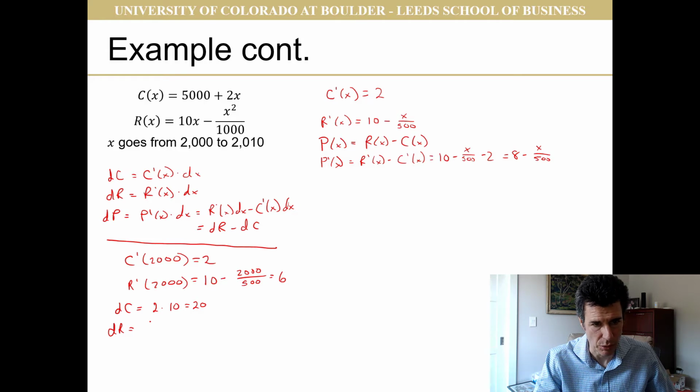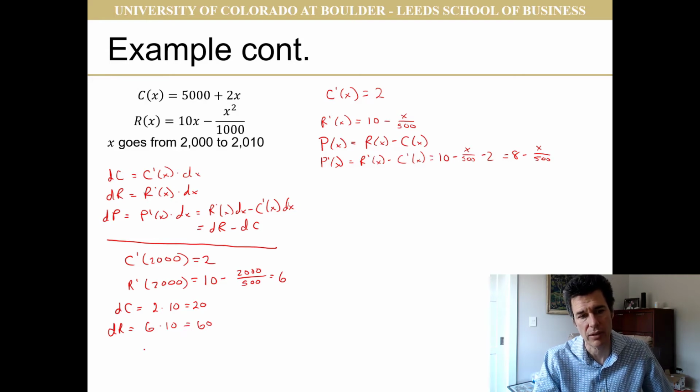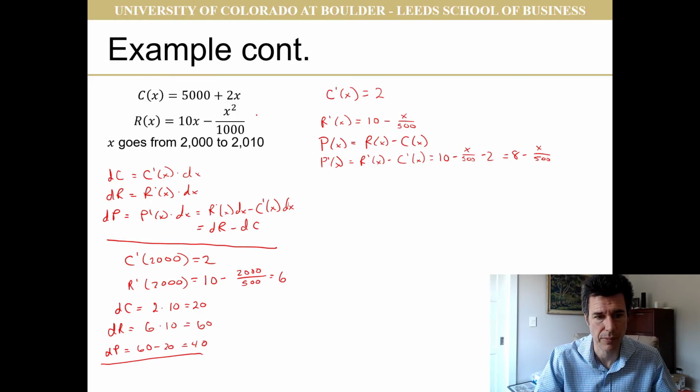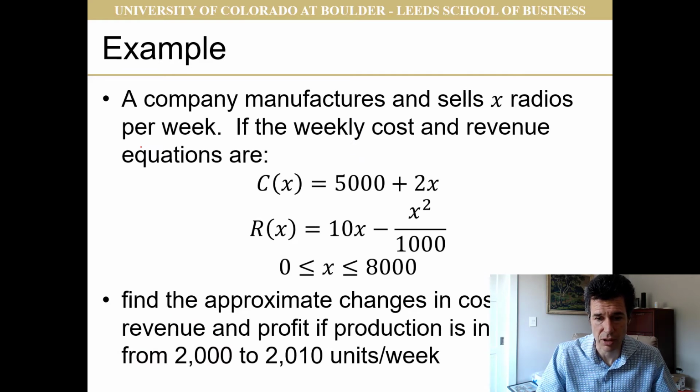dR is equal to R prime of X, 6 times 10 equals 60. So we would expect that as production goes from 2000 to 2010, revenue goes up by $60. dP is 60 minus 20, which is just 40. So we expect profits to increase by 40. Again, we're trying to find an approximate. The problem says approximate.